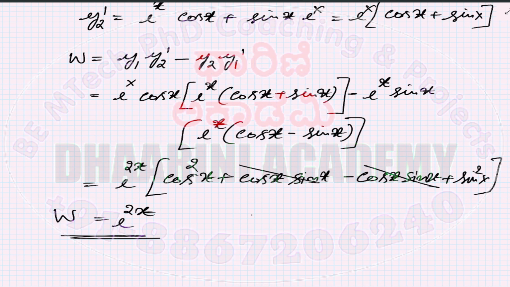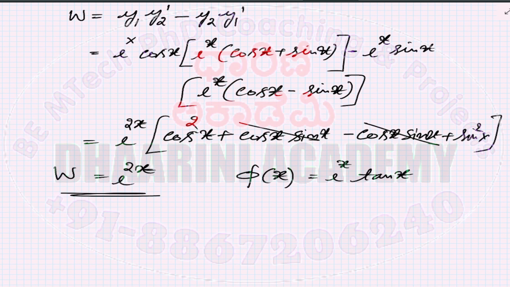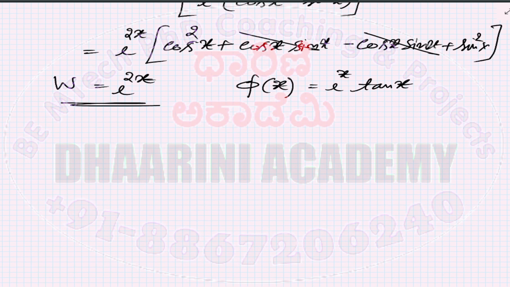And if you look at the right hand side of the given differential equation, we have the phi of x is equal to e to the x into tan x. So now let us use all these values and find the a and b.